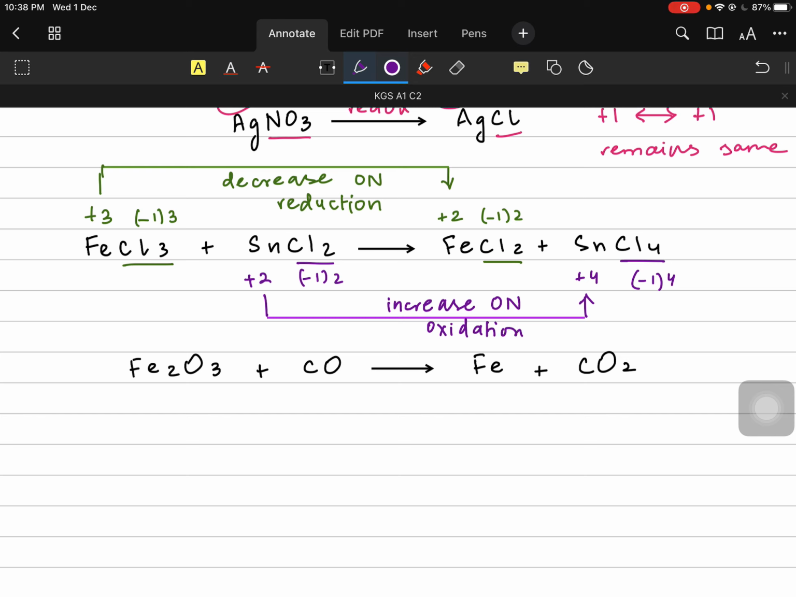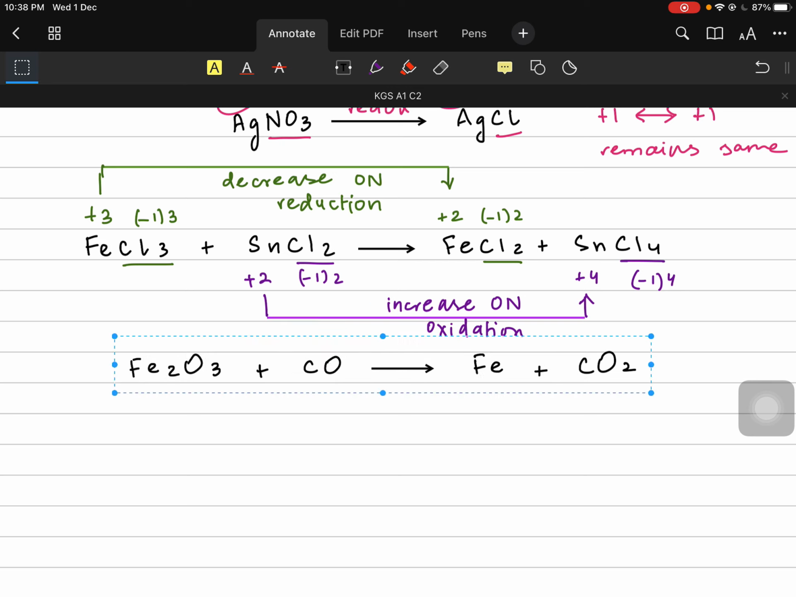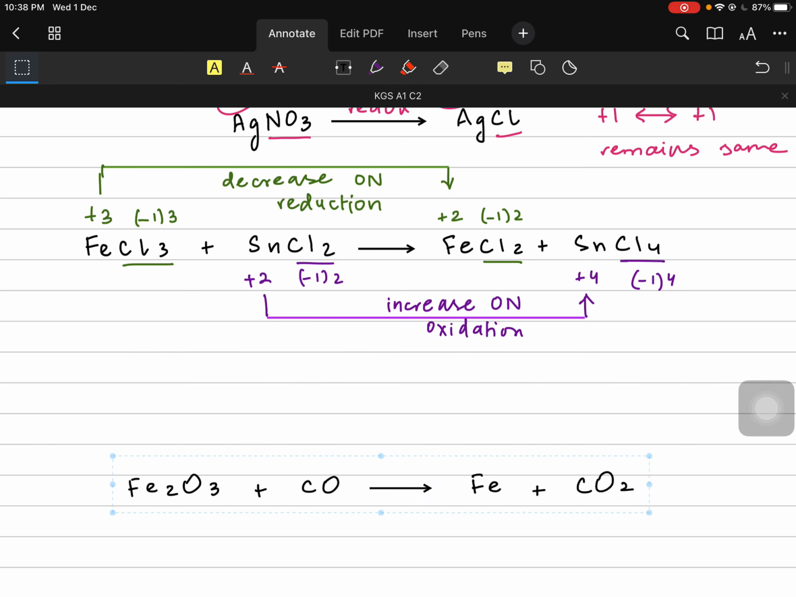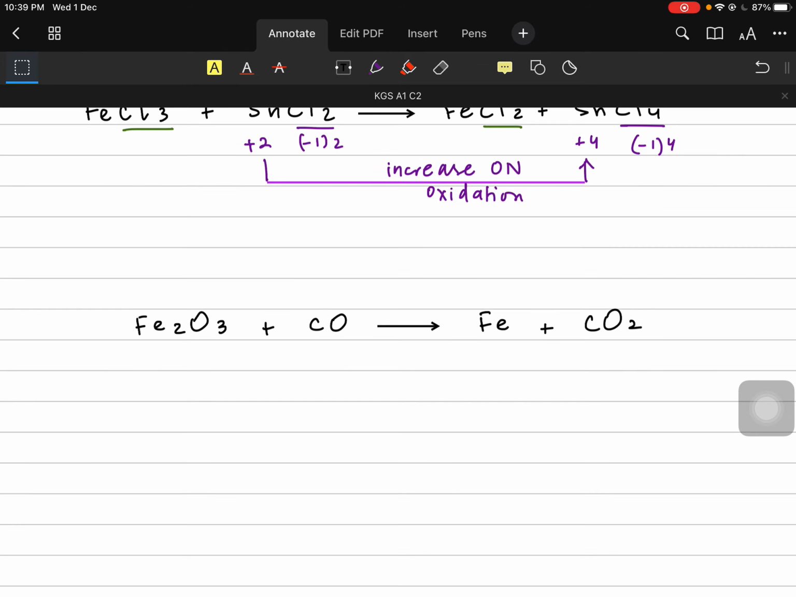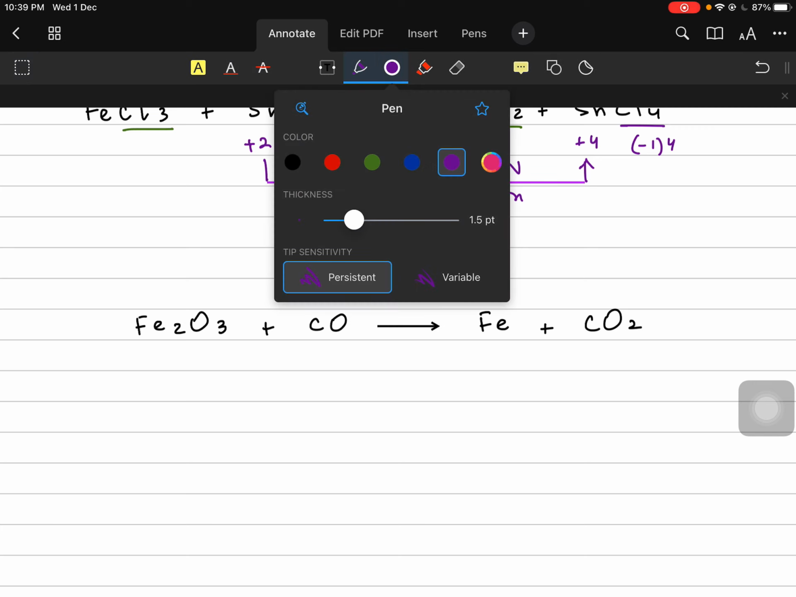So when something becomes more and more positive, it is oxidation for it. And when something becomes more and more negative, it's obviously the opposite, which means the reduction for it. I have one more equation over here, and let's try this one out. Now in the beginning I have some kind of iron oxide, because I can see it's iron combined with oxygen, so it has to be some kind of iron oxide. Let's see the oxidation number over here.